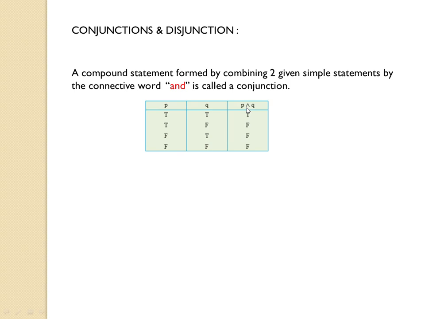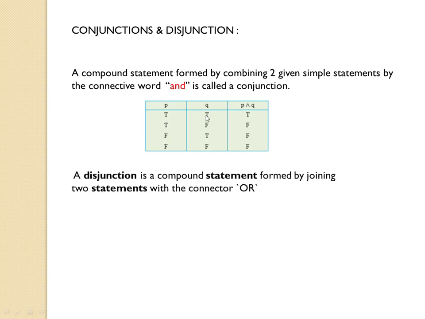Then their logical connective P and Q is defined as: if both the statements P and Q are true, then their conjunction is also true. So here you have to only learn that. If both the statements are true, then their conjunction is also true. Otherwise, write the value F.